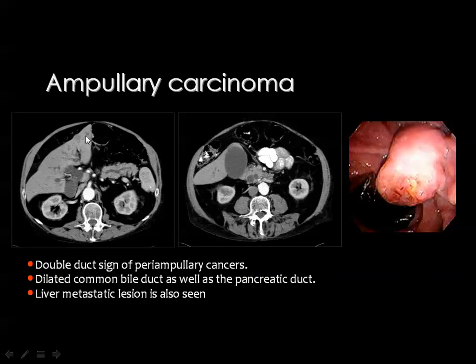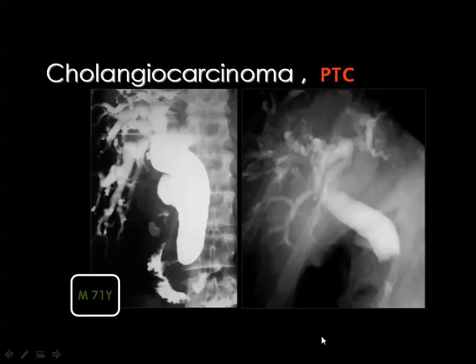And here is another example: dilated intrahepatic biliary radicals, dilated common bile duct, and the common pancreatic duct, but the pancreatic head is good, and there are no calculi inside, and the endoscope shows a mass which is centered to the region of the ampulla of Vater.